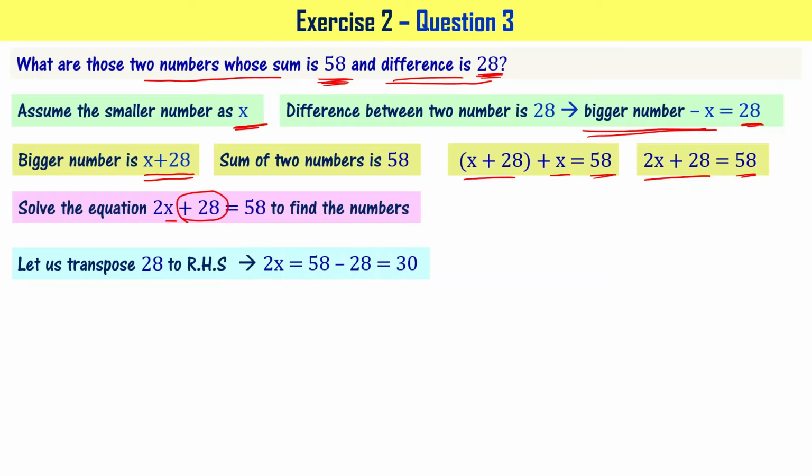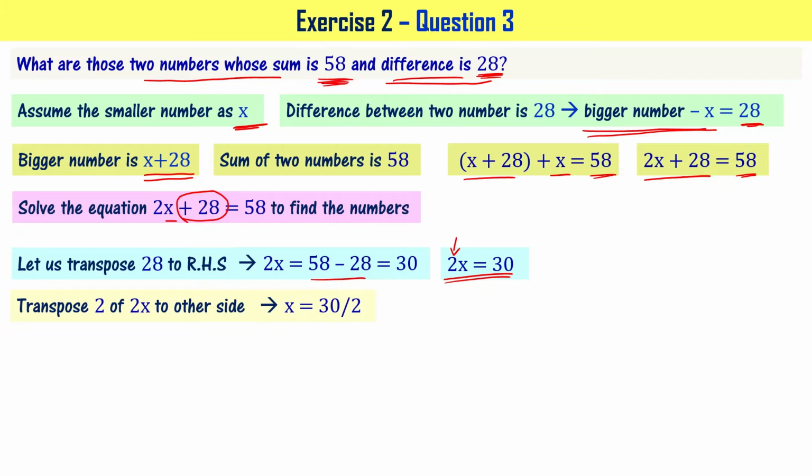When you do that, the equation can now be written as 2x equal to 58 minus 28, that is equal to 30. 2x equal to 30 is the equation, right? Now this 2 is multiplying x. I want to transpose this 2 onto the other side. When I do that, 2 is going to divide the number 30, right? So x equal to 30 by 2 is the equation now, and that is equal to 15. So x equal to 15 is the answer we are looking for, right?